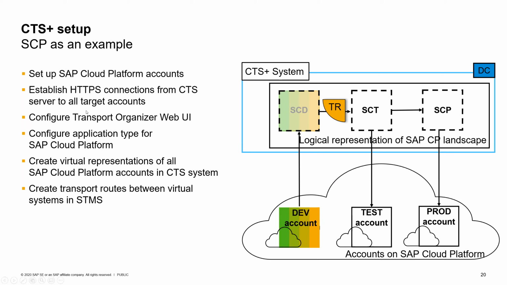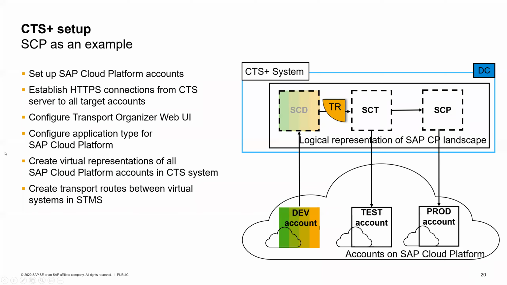This is used for all of the applications that support CTS Plus. But if you never used it before, then you would first have to enable it and configure it a bit. Then you would have to configure an application type that is made especially for SAP Cloud Platform. And that is to tell the ABAP system what is to be done with this special type of system.